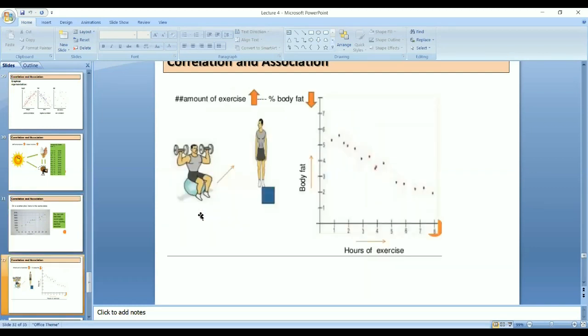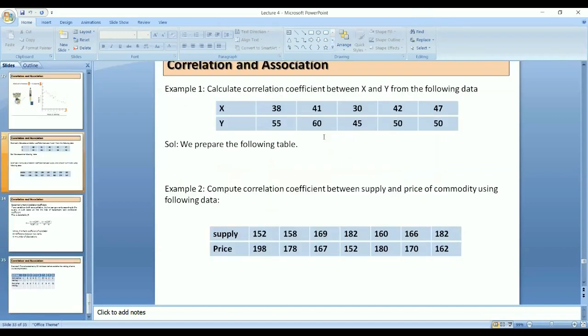If the amount of exercise increases, this is the second example, for negative correlation, body fat will decrease. If the amount of exercise is increasing, you can see this arrow, and the percent of body fat will decrease. The trend goes to the lower side, so it is decreasing. So there is a negative correlation between the amount of exercise and the percentage of body fat. So this is an example.